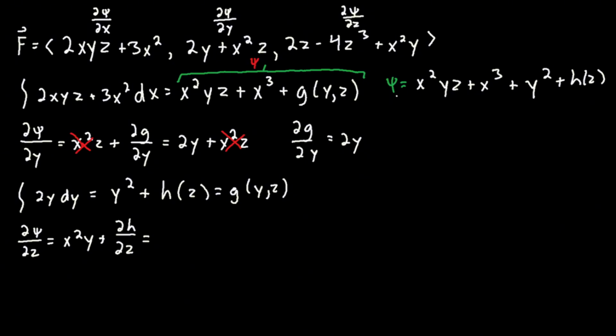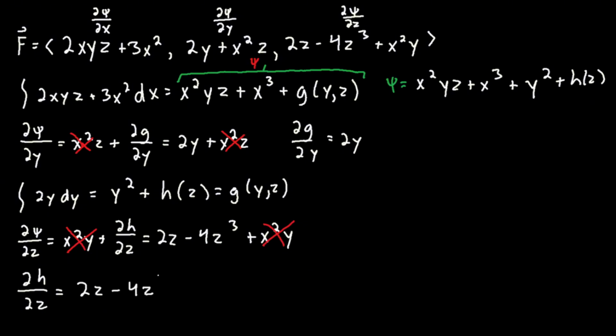So remember, this is our potential function. We're just slowly increasing our knowledge of our potential function by finding derivatives and setting them equal to components of our vector field. So now that we have this, we can set this equal to our third component of our vector field, 4z cubed plus x squared y. And you can cancel out your x squared y's on both sides.